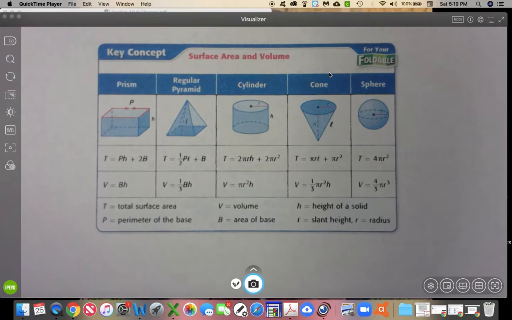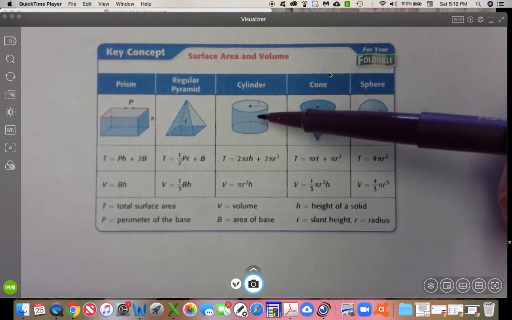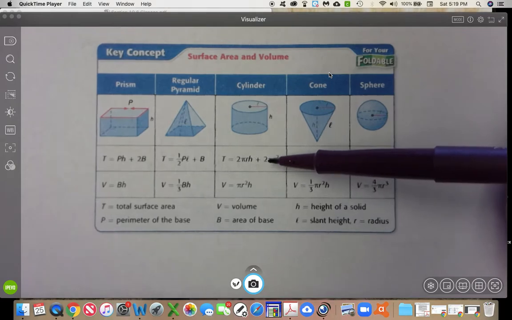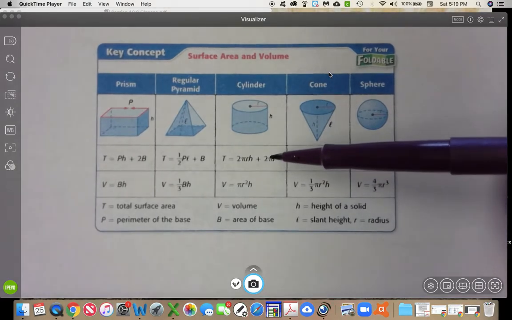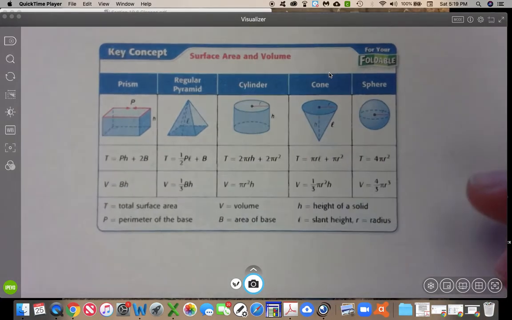In fact, on the ACT, they will ask you questions like this. They ask you to find the surface area of this cylinder, but they will usually always give you the equation for it. You just have to kind of know how to do it and how to plug it in, and know what each one of the variables mean. So that's kind of what I want you to get out of this section.